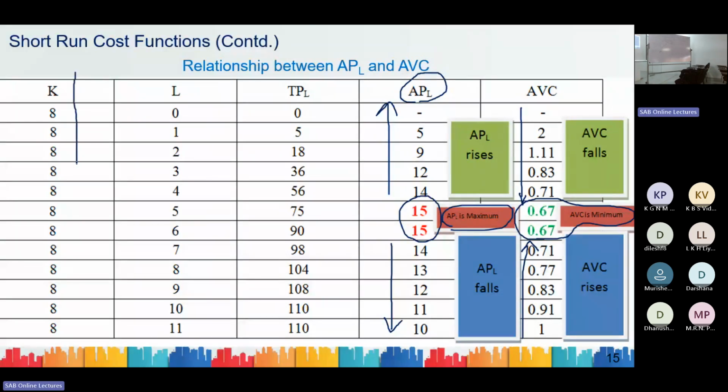The curves behave like this. We put labor here and APL here. APL curve looks like this. This is the maximum point of APL. And below it, I show the average variable cost. Here, the horizontal axis takes Q. Vertical axis is average variable cost. When average product is maximum, average variable cost is minimum.